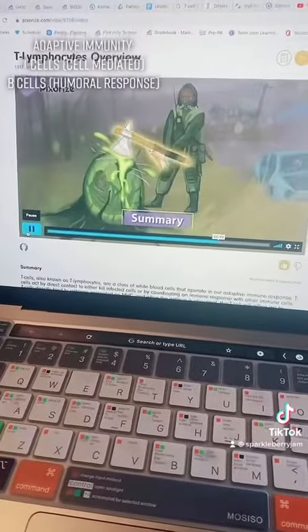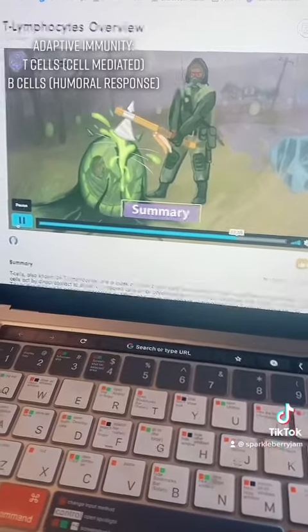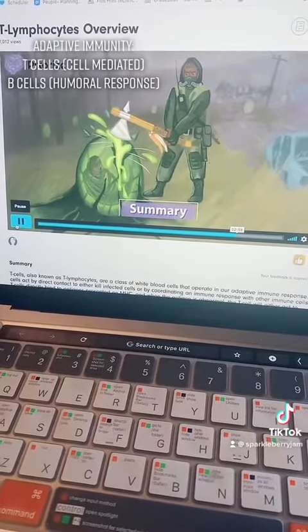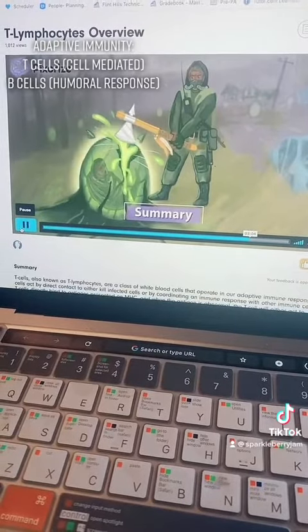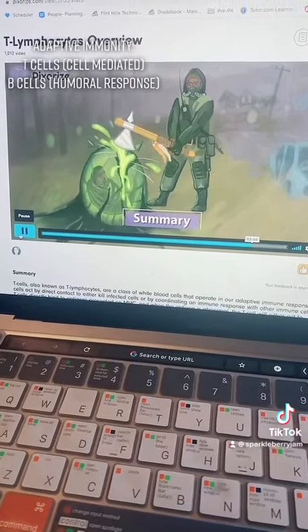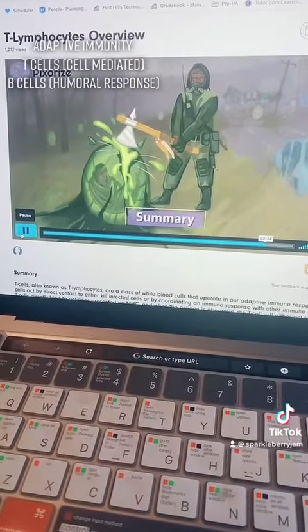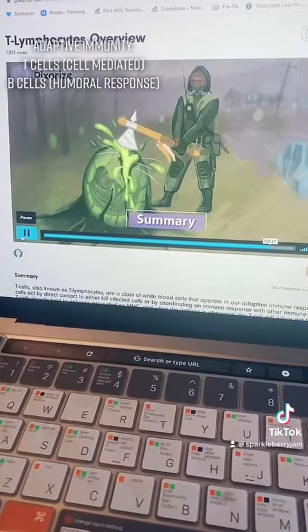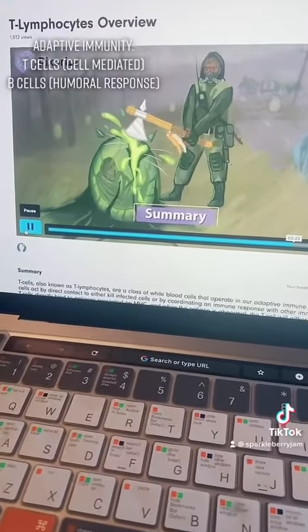T cells, also known as T lymphocytes, are a class of white blood cells that operate in our adaptive immune response. T cells act by direct contact to either kill infected cells or by coordinating an immune response with other immune cells. T cells directly bind to antigens presented on MHC, and when the antigen is abnormal, the T cell will either act to directly kill the cell or coordinate a concerted immune response against the threat. Notably, because the T cell works directly via contact, this response is known as the cell-mediated immune response.